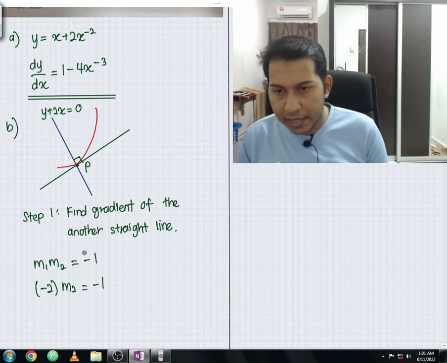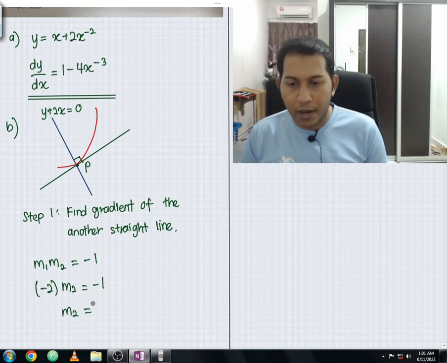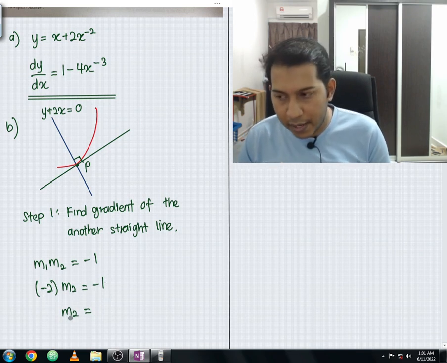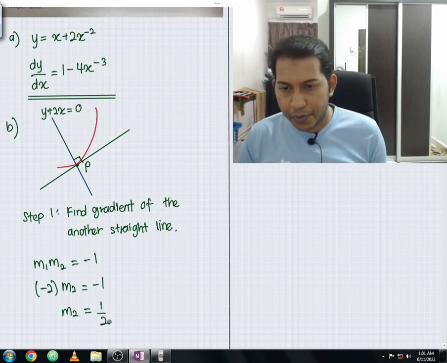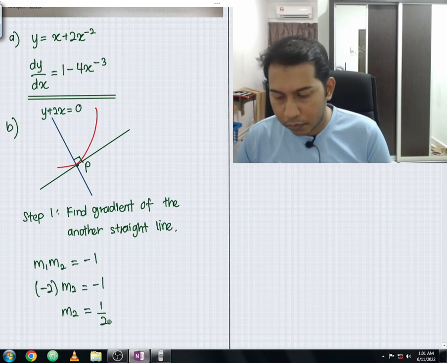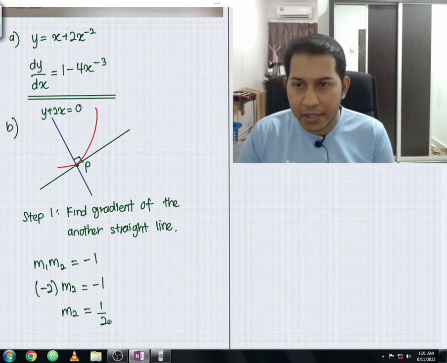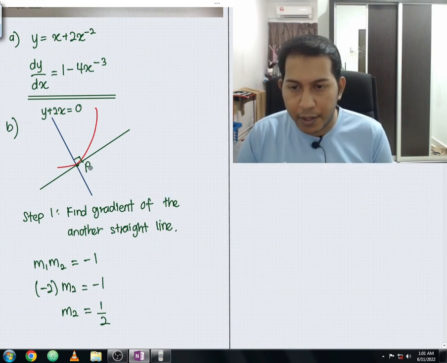Okay, so from here let us find the second gradient. The second gradient of the straight line will be -1 divided by -2. So from here you get your second gradient is 1/2. So this is your very first step. The second step, what we're going to do is find the x coordinate for P.